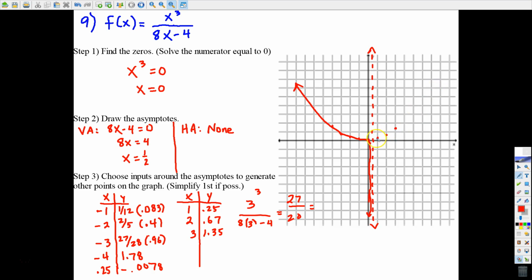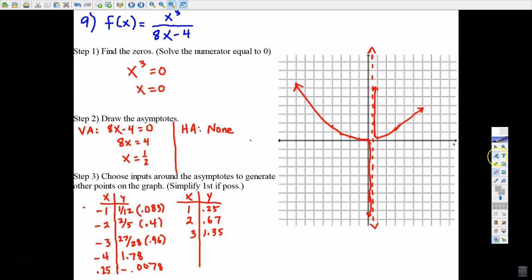The big question is, what about, again, as I approach this vertical asymptote from this side, is it going to go up from there, or is it going to go down? So let's choose a number in between 1/2 and 1. So the input between 1/2 and 1 that we will use will be 3/4. And if you input 3/4, just to save ourselves a little bit of time, we went ahead and calculated that, and you should get 0.21.